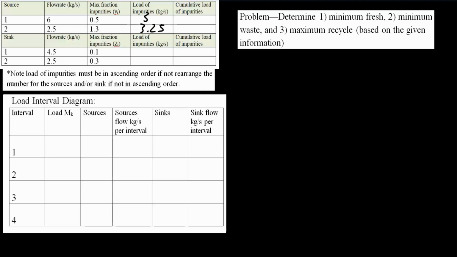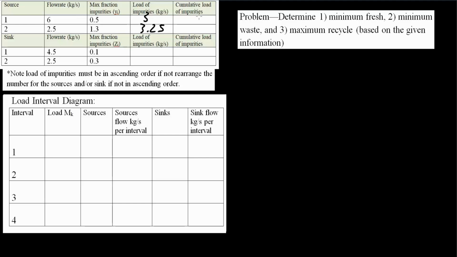Now this is an important note that this column right here has to be in ascending order for our sources and our sinks. Right now, it's in ascending order. We were lucky. It was 3 and 3.25. However, if this was a 3 and this was a 3.25, we would need to rewrite our table right here, where this would be our 1 and this would be our 2. It's very important that this has to be in ascending order.